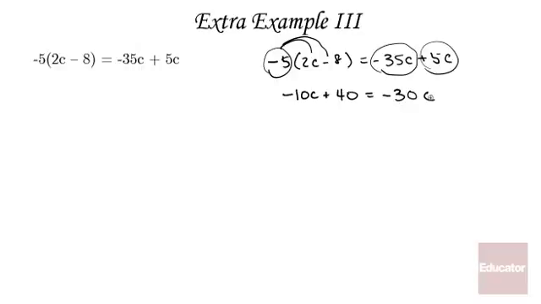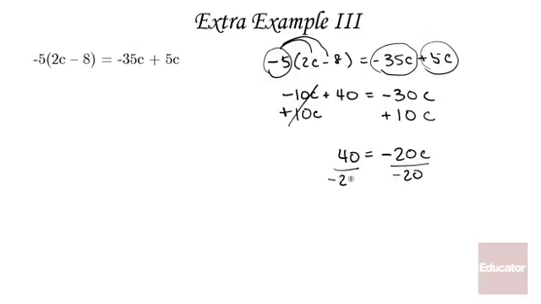Negative 35 plus 5, signs are opposite, so you're going to subtract, is negative 30c. Now we see that we can put together our c terms. I'm going to add 10c to both sides, and that cancels out to 0, and I have 40 equals negative 20c. I'm going to divide both sides by negative 20, and c equals negative 2. 40 divided by 20 is 2, and we have positive divided by a negative is a negative.